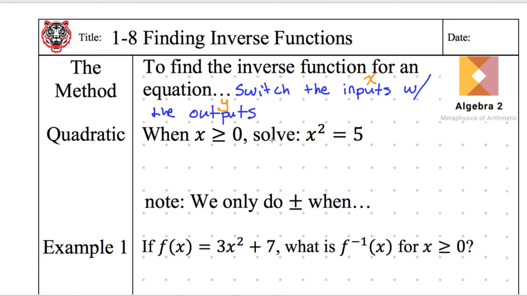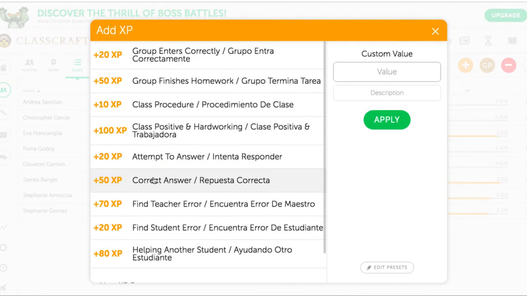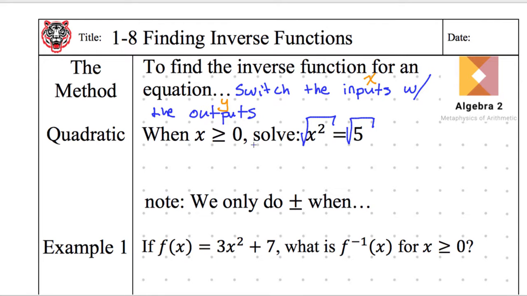Quiet raised hand if you have an idea. How do I solve x squared is equal to 5? What do you do to both sides? Should be a review from Algebra 1. I see 1 person knows, 2 people know, 3 people know. Just those 3? Okay, Andrea, go for it. You square root both sides. Yeah, very nice. Square root both sides. Write it down on your notes.